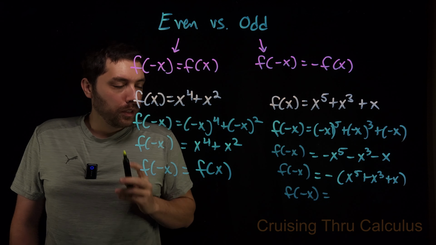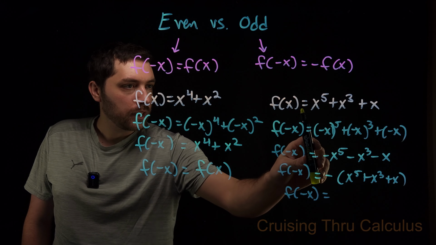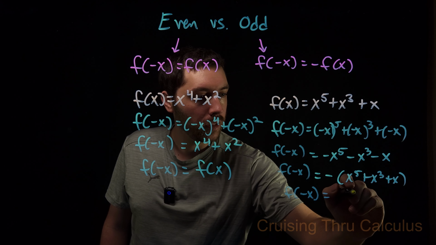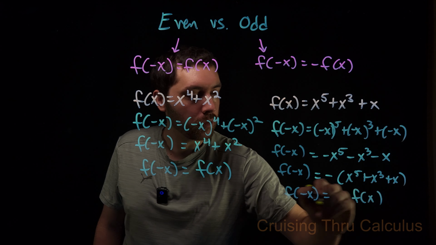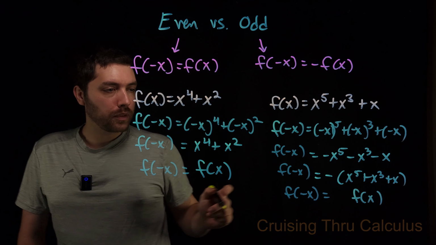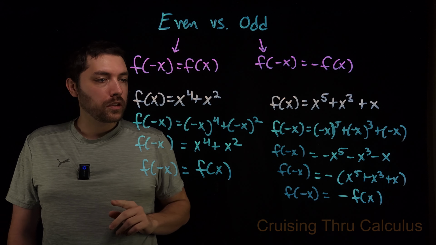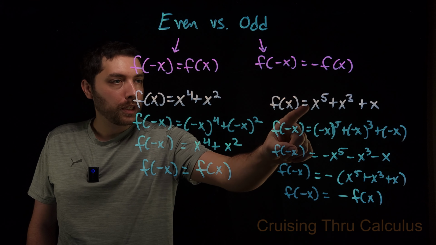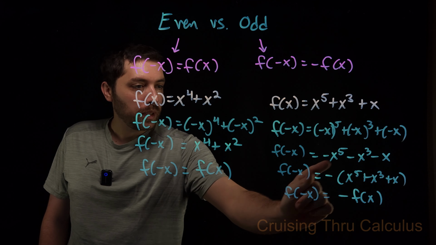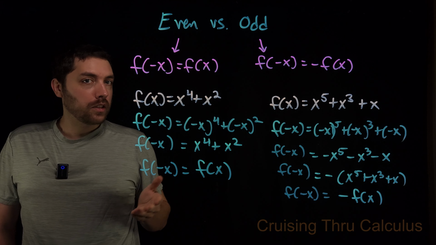All right, well, let's take a look and compare this to where we started. Notice that the part in parentheses is exactly the same as what we had up here. So we have x to the fifth plus x cubed plus x is equal to f of x. But there is a difference, of course. There's a negative sign in front of it, like this. So, in other words, if you take a function and you replace x with negative x and you simplify it down, and you end up with the same piece, but there's a negative in front of the entire thing, that means it's an odd function.